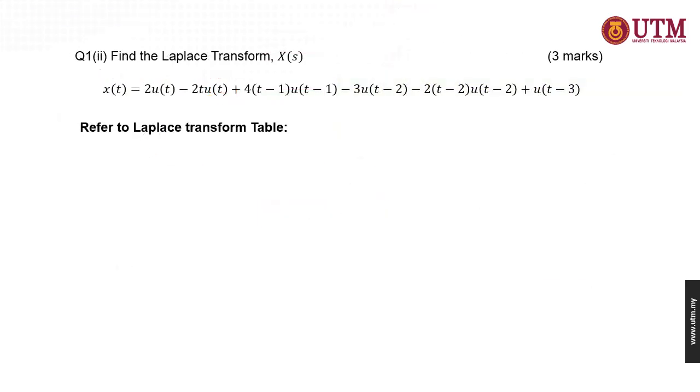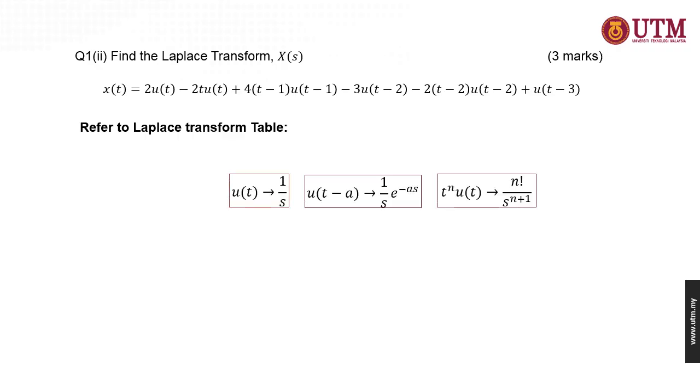Okay, let's look at the second part of question 1. Find the Laplace transform X(s). So you have derived the x(t) equation in the first part. Then you need to convert x(t) into X(s). So you need to refer to the Laplace transform table. From this equation, you may notice that this is the fundamental shape. So from the table, you'll notice this.